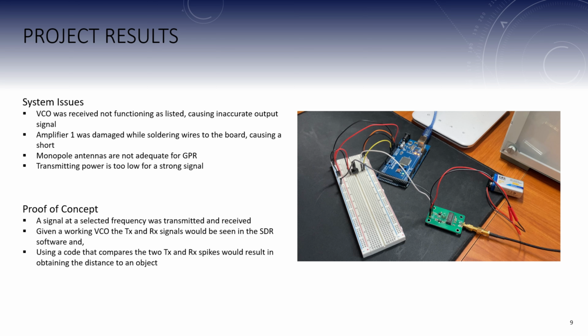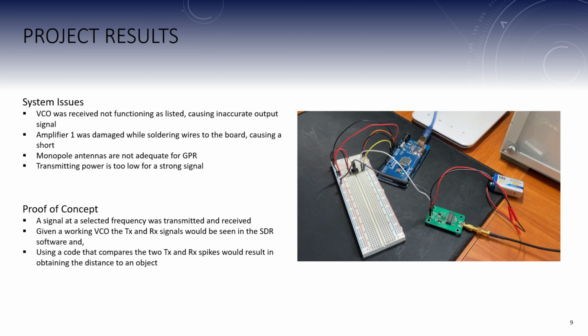First of all, and probably the most crucial, is that the VCO was not functioning in the way it should. I'm not sure if it was damaged from the factory or if it was damaged during my testing. Next, the first amplifier was damaged while I was soldering the power cables to it, and this resulted in a short upon powering it up with the Arduino. As well, monopole antennas are definitely not the most suitable for GPR, however, due to cost and complexity of antennas, this was my only option.